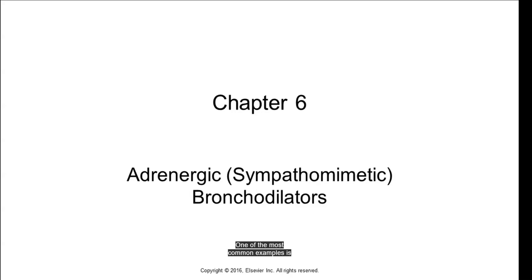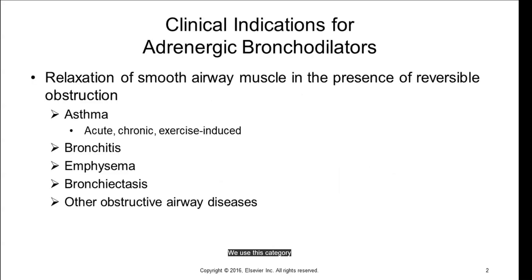One of the most common examples is, of course, albuterol sulfate. We use this category of bronchodilators for relaxing the smooth muscles in the bronchi and reversible airway obstruction. The respiratory conditions that they are used to treat are asthma, both acute and chronic, and allergic and non-allergic, such as stress or exercise-induced, bronchitis, emphysema, bronchiectasis, and other obstructive airway diseases such as cystic fibrosis.